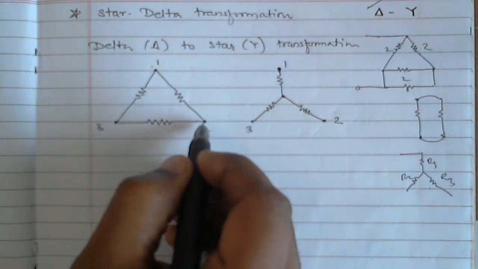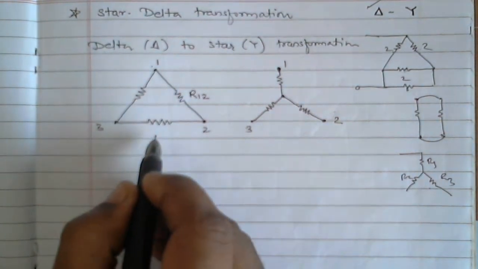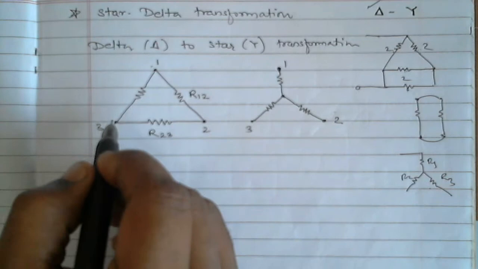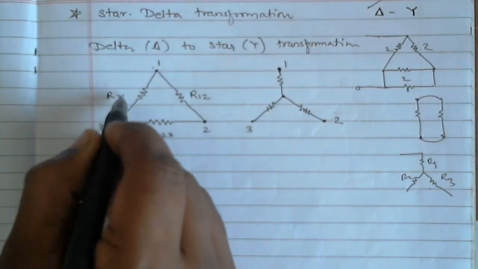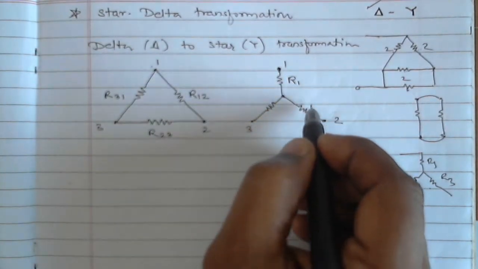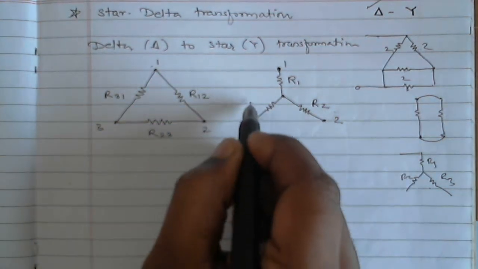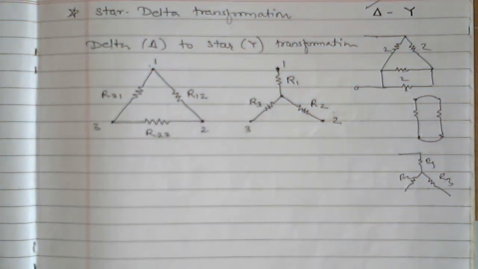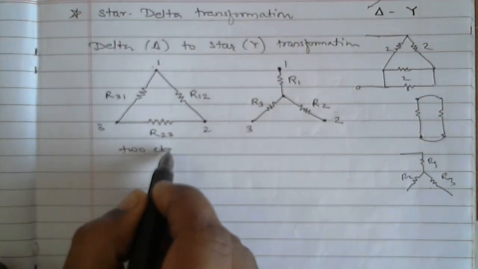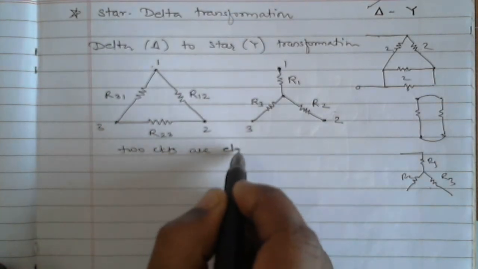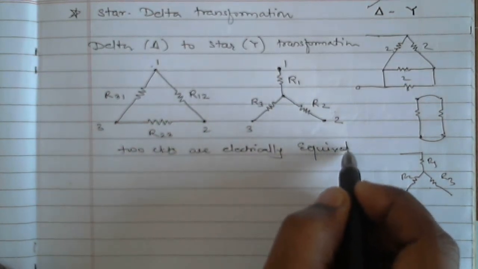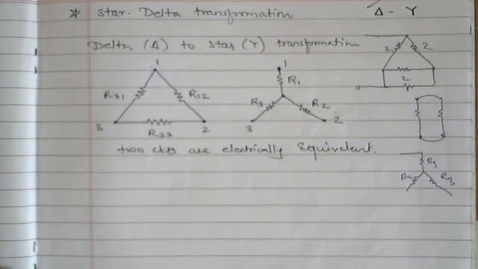Now resistance between 1 and 2 is R12. Resistance between 2 and 3 is R23. Resistance between 3 and 1 is R31. Similarly, resistance attached to terminal one is R1, attached to the second terminal is R2, and attached to the third terminal is R3. Now, one major point is these two circuits are electrically equivalent.